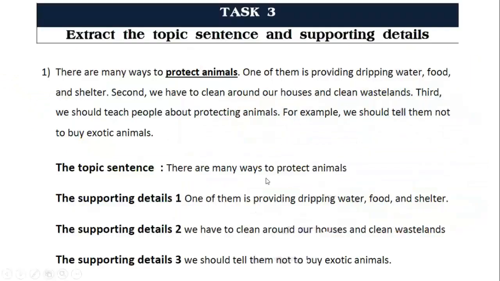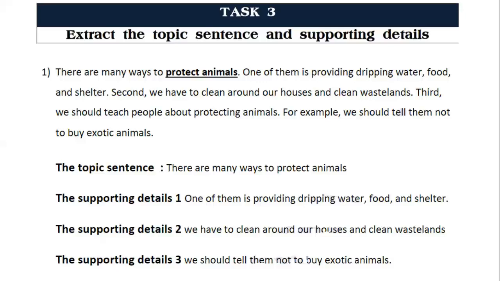And now, my dear students, extract the topic sentence and supporting details. Okay? Here, there are many ways to protect animals. One of them is providing drinking water, food, and shelter. Second, we have to clean around our houses. The third, we should teach people about protecting animals. For example, we should tell them not to buy exotic animals. Yes.